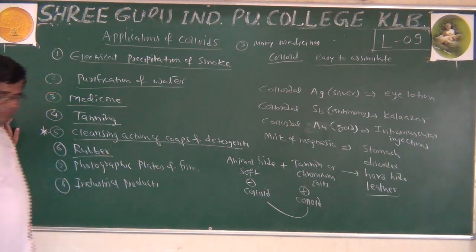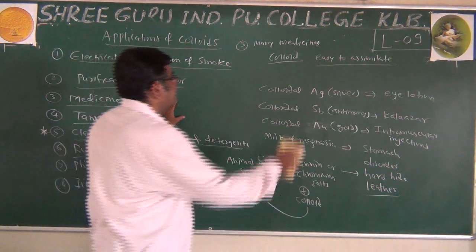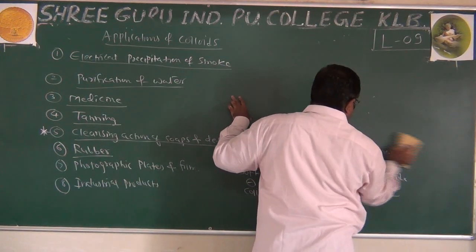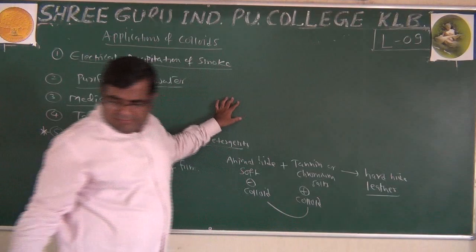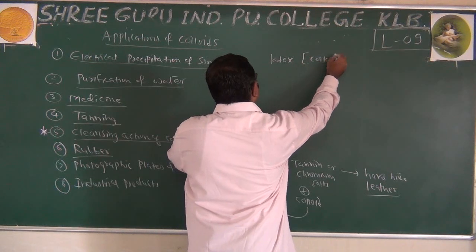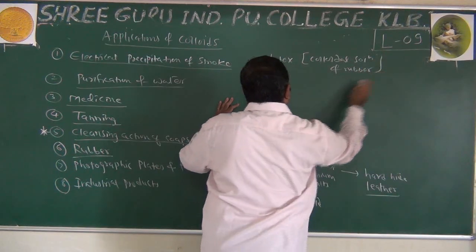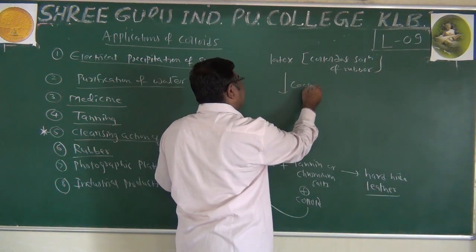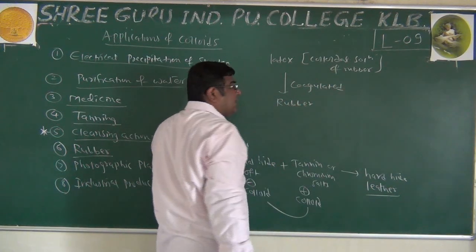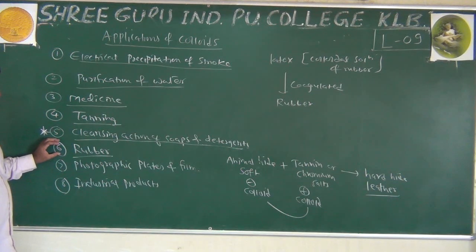In rubber, we can say that in rubber, latex. You might have heard this word latex. The latex is a colloidal solution of rubber, and when that is coagulated, rubber is formed. So that also involves the process of coagulation.